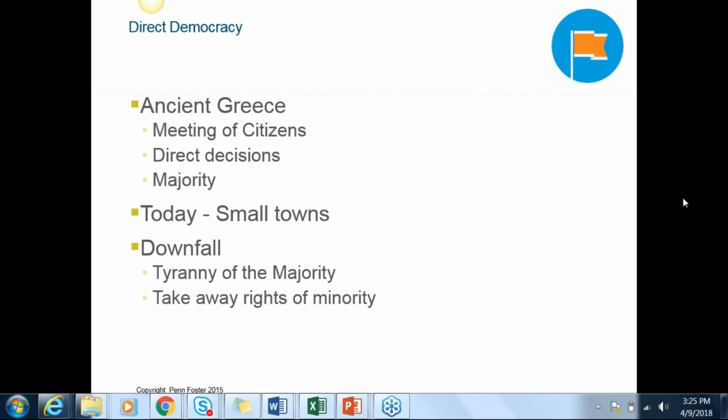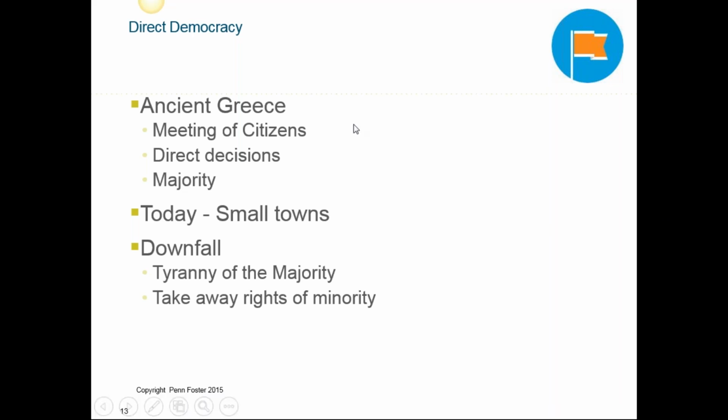So taking away the rights of the minority is what the tyranny of the majority means. Even in the city of Athens, there was a bit of tyranny of the majority when the famous philosopher Socrates was killed. He was tried and put to death over his challenging of the majority opinion. So that is certainly a downfall, certainly a negative of direct democracy.